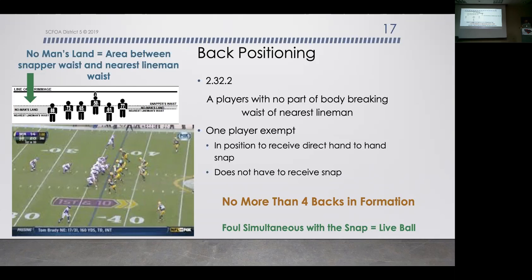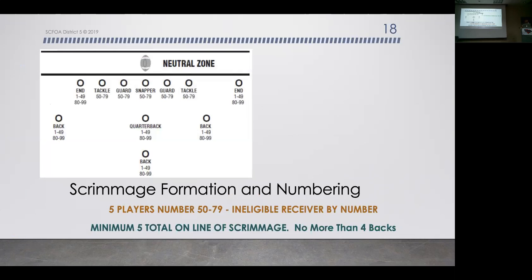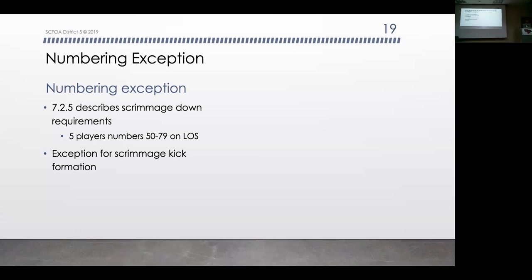Again, this is a foul simultaneously with the snap, because it can be corrected. But we do have some exceptions to this. 725 describes scrimmage down requirements: 5 players numbered 50 through 79. But in scrimmage kick formation, which we talked about last week, there are exceptions.